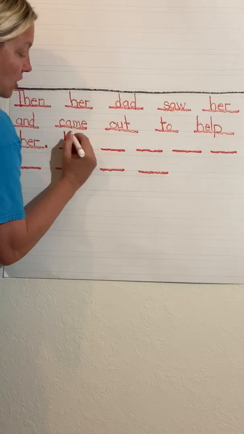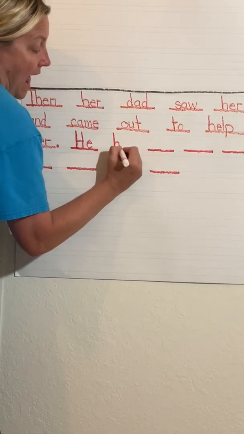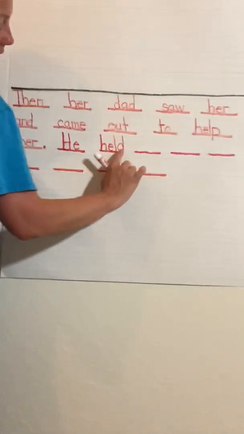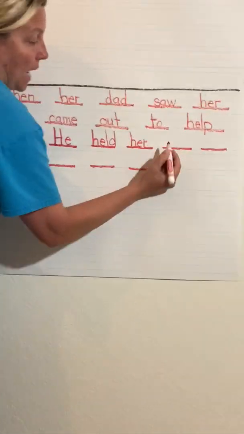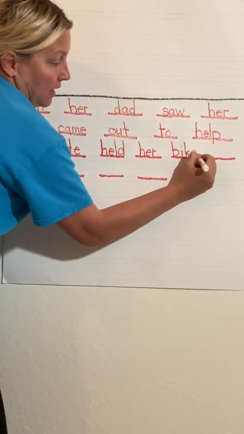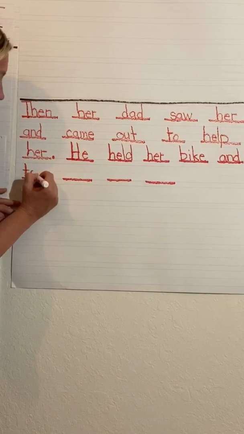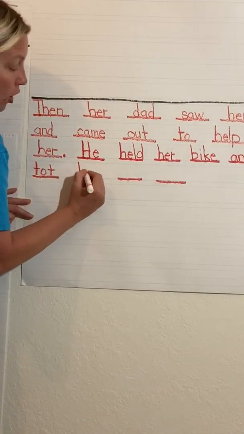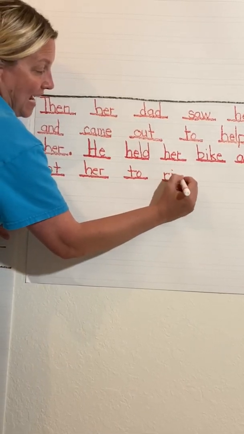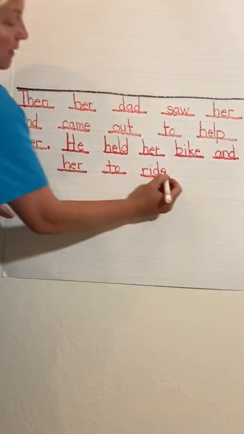So capital H, because it's the beginning of a new sentence, because there's a period here, so the next letter has to be capital. He held, held, in this case, not help, not with a P, held. Her, H-E-R again. Bike is B-I-K, but this is bik. How do we make it say I? We add a sneaky E. And sight word, taught, her, to ride, ride. No, that's rid. How do I make it say I? I put an E at the end. Period.